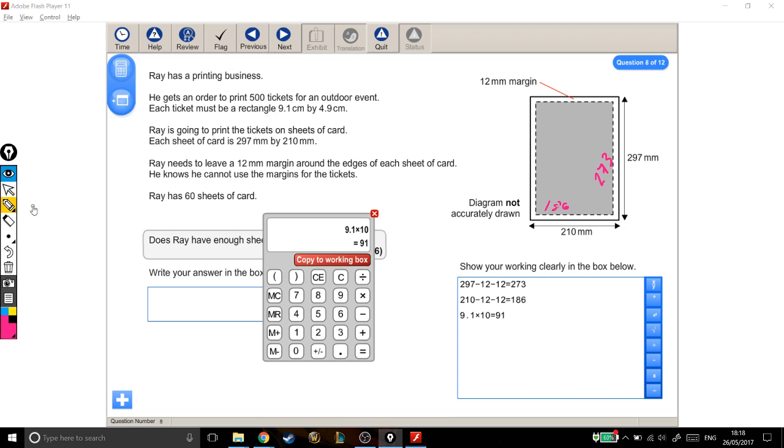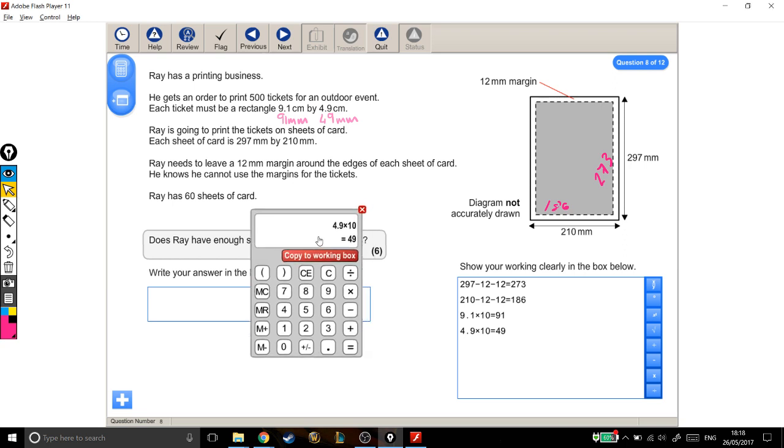So instead of 9.1, I'm going to write that this is 91 mm. Okay. And instead of 4.9 cm, times it by 10 again, 4.9 cm is the same as 49 mm. So that's 49 mm. Alright, good. So I need to work out how many of these pieces of card, maybe a drawing would help, a little drawing of the pieces of card. So they're 9.1 cm, which we're now calling 91 mm, wide by 49 mm tall.